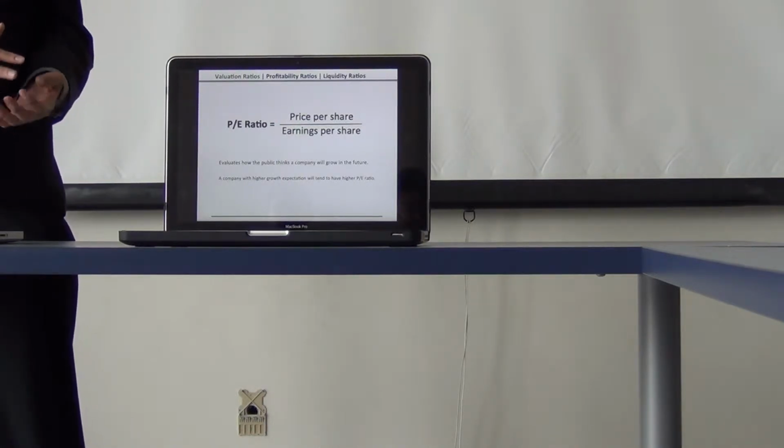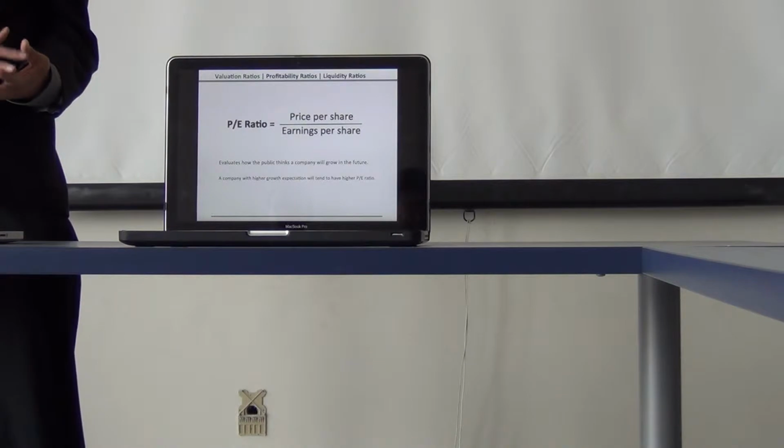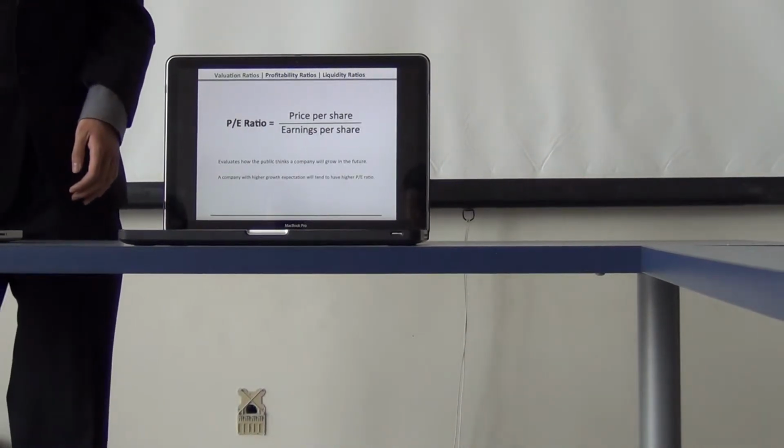The lower the PE ratio, the less investors expect the company to grow. In general, a high PE ratio means that investors are willing to pay more in terms of price for the same amount of earnings per share. They're willing to pay a premium for the company.